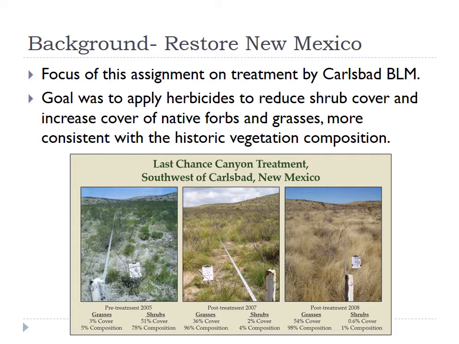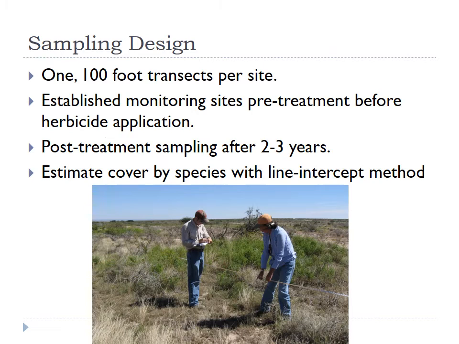The focus of this particular assignment that we have this week is in the Carlsbad, New Mexico BLM field office. I had a chance to meet with some folks there when I was working down in New Mexico. They showed me around, and they gave me the chance to look into some of the pre-treatment and post-treatment data that they were doing in that area. So the goal was to apply herbicides and reduce shrub cover and increase the native forbs and grasses. And with these data, we'll see if they accomplish their goal. I'll tell you a little bit more about the sampling project that we did.